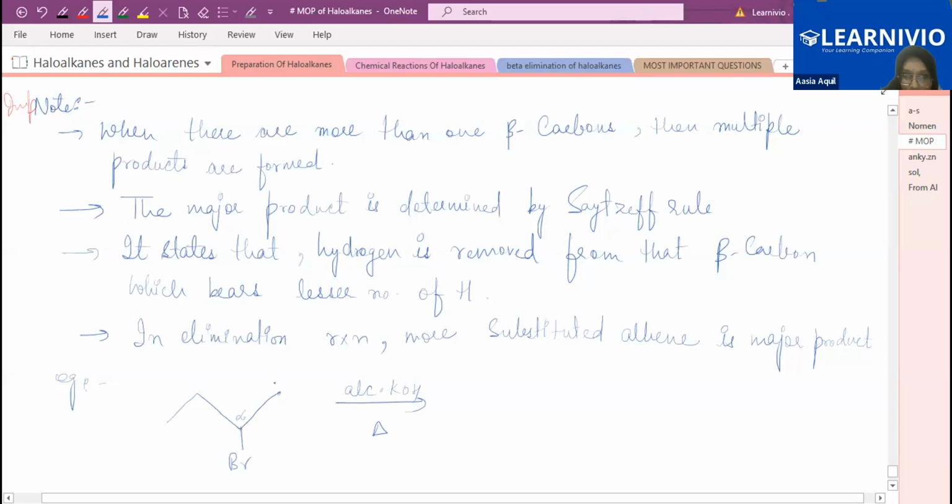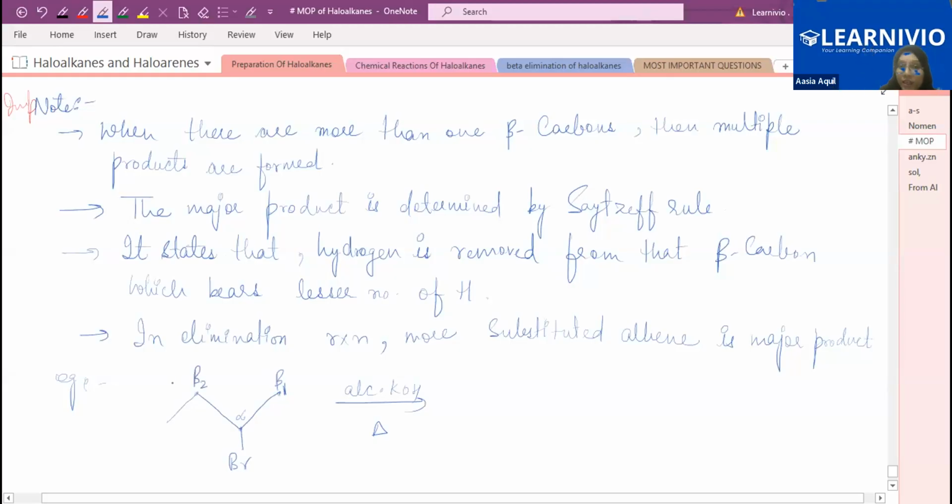And so suppose this is your beta 1. You can see there are two beta carbon. So beta carbon कौन सा होता है which is adjacent to the alpha carbon. तो adjacent कौन कौन से है? इस side भी है and इस side भी है. So suppose this is your beta 1, right? And this is your beta 2. There are two beta carbons.